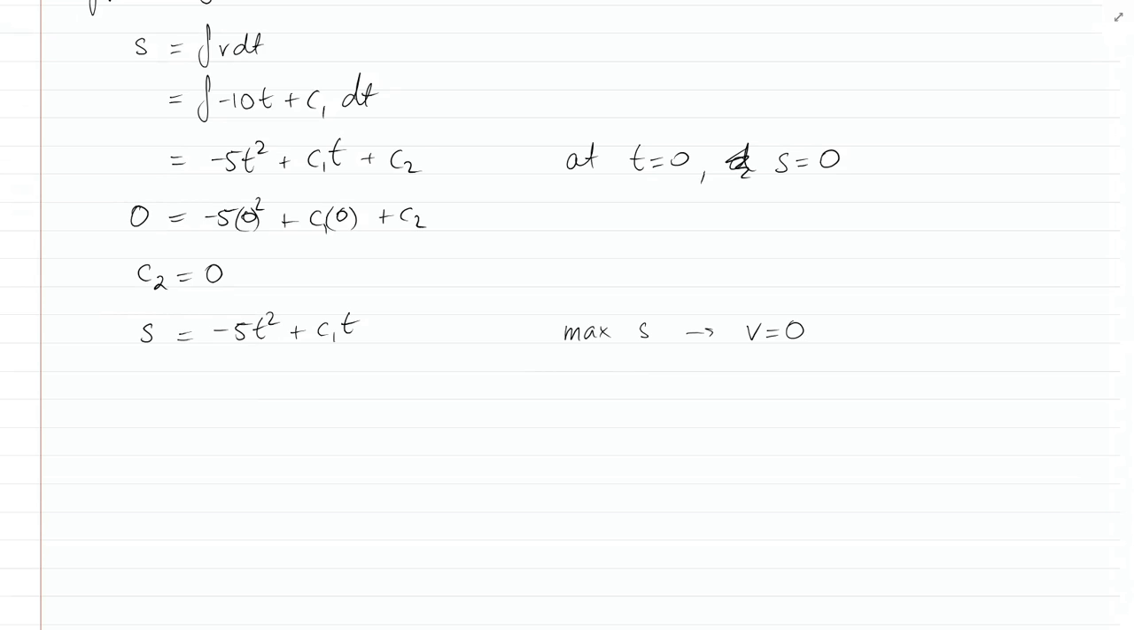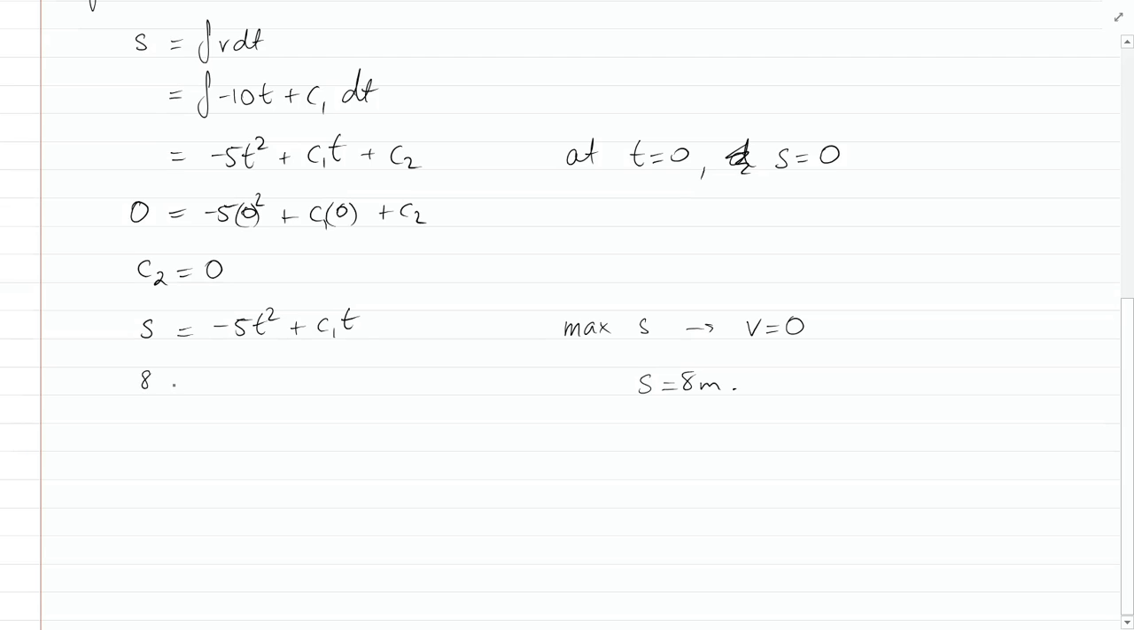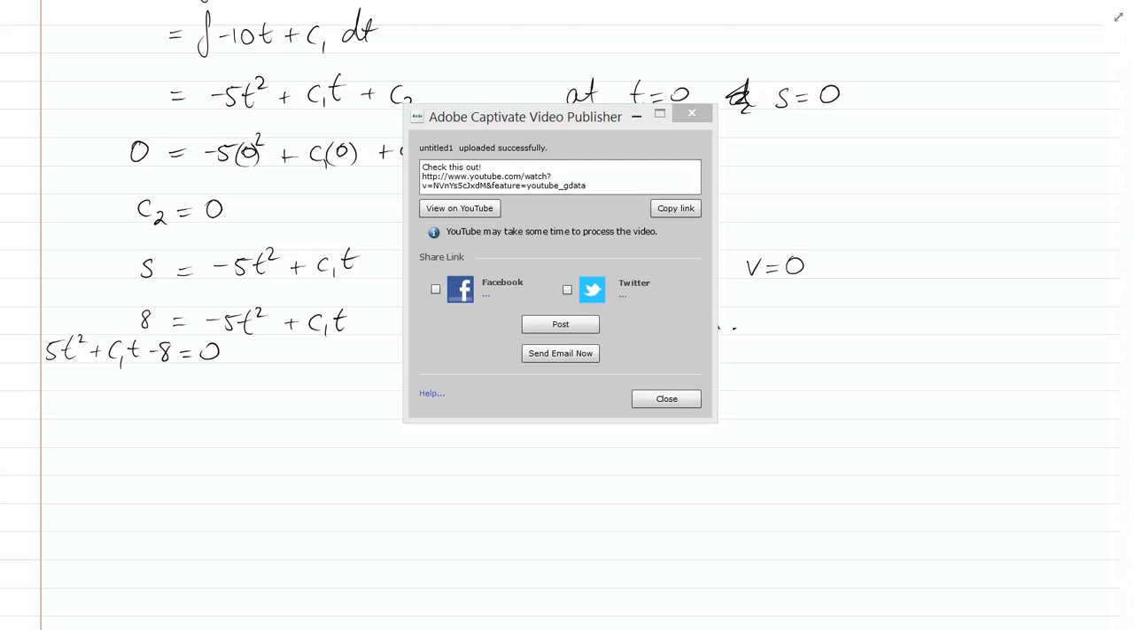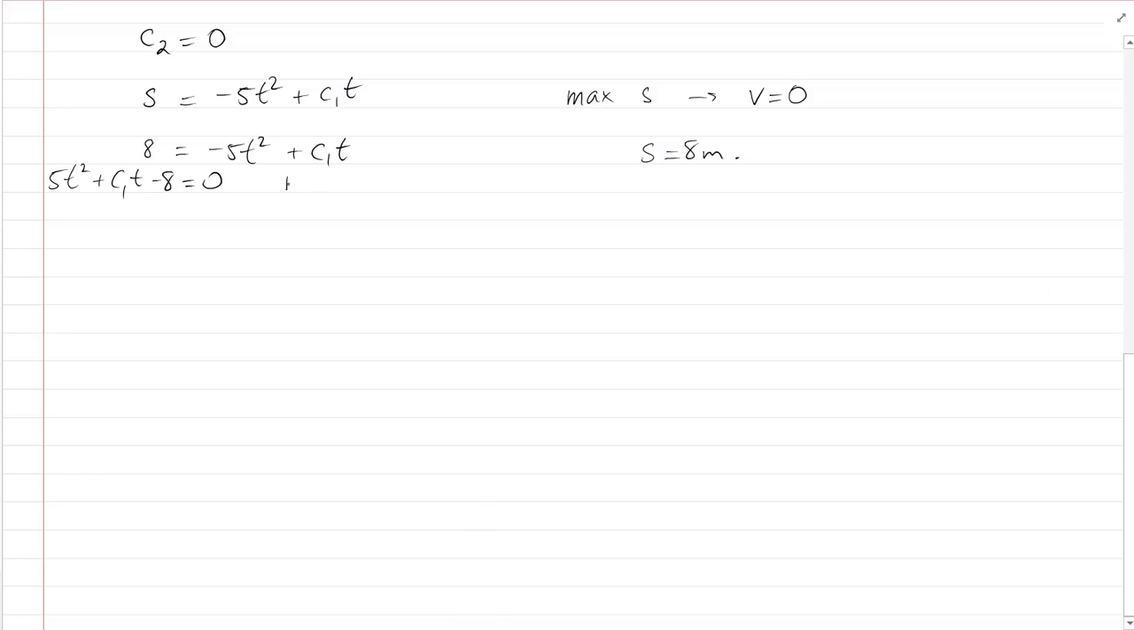So let's first of all calculate the maximum displacement. First of all, we know that the maximum displacement happens when s equals 8. That's what we're working with. So we let s equal 8 in this equation, and we come out with 8 equals negative 5t squared plus c1t. Now we don't know t and we don't know c1, but we can do a little bit of manipulating with this equation and come out with 5t squared minus c1t plus 8 equals 0. Now we'll call this equation 1.